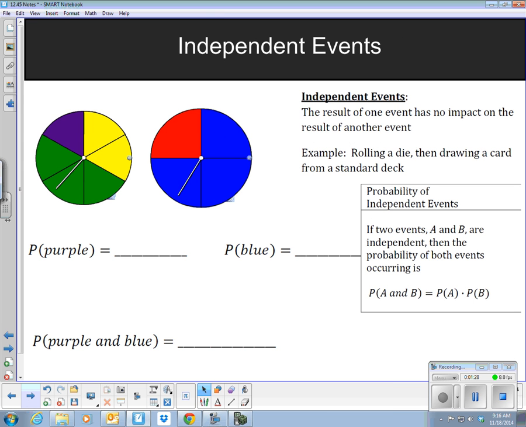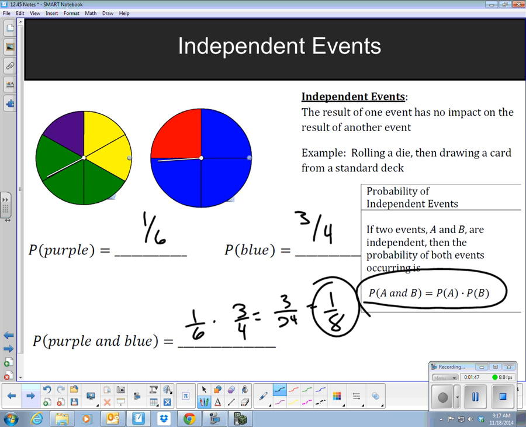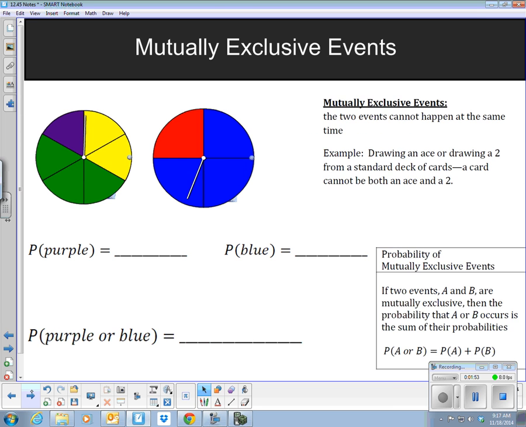So probability of purple, like I said before, 1/6. Probability of blue, 3/4. Probability of both of those things happening is going to be 1/6 times 3/4. 3 out of 24. 1 out of 8. So, kind of the general form is this. Probability of A and B occurring is just the probability of A times the probability of B.